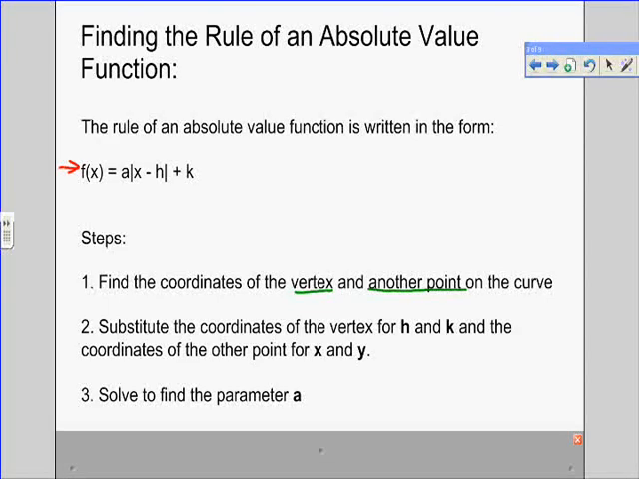The next thing that we're going to do, again, same as our square root function, we're going to substitute the coordinates of the vertex for h and k. If you watched the last video, we know that the coordinate of that vertex is h and k. And our other value for x and for y. And from there, we should be able to solve to find the parameter a. Now, when we're doing that, we have to make sure we're applying those properties, those rules that we talked about in our last video. So there's a reason why I gave those to us. Let's take a look at an example where we'll be able to apply these steps.